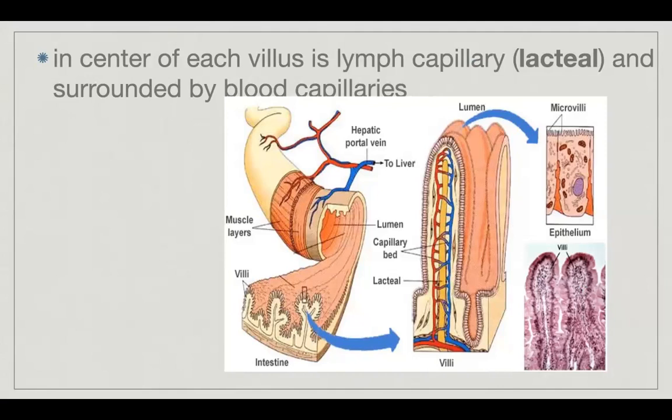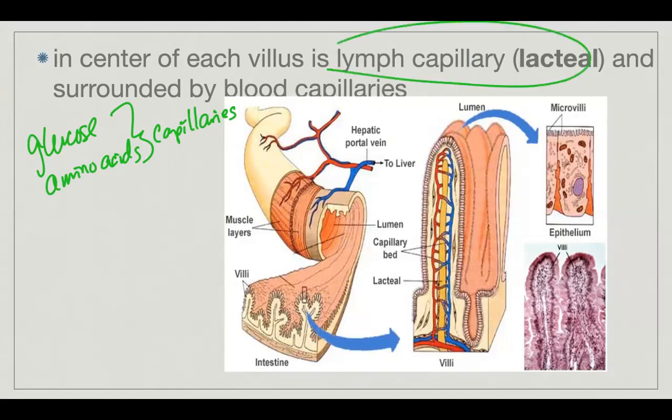The glucose and amino acids are going to go straight into the capillaries. So straight into the bloodstream. The fatty acids and glycerol, however, are going to be absorbed into the lymph system first, the lymphatic system.